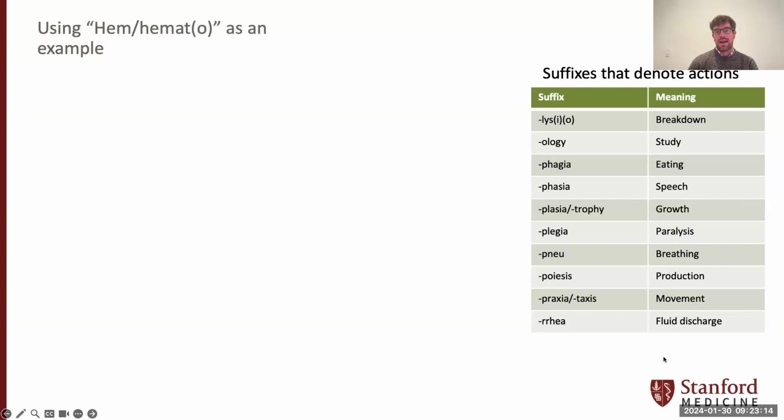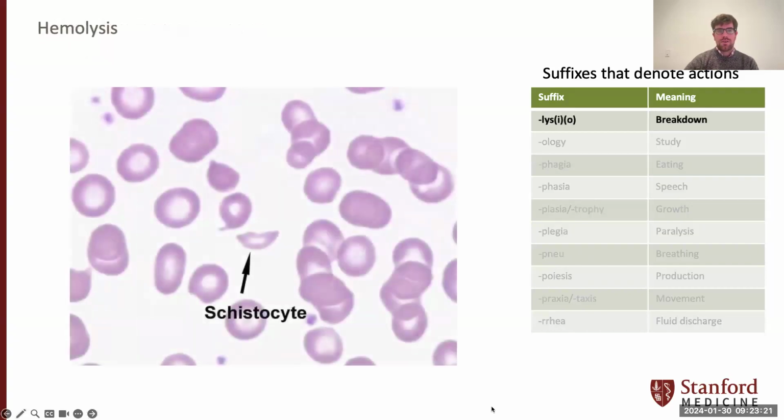Suffixes can also denote actions. We're going to use heme as an example here, which is a root that means blood. One example here is hemolysis. Lysis is breakdown, so hemolysis is breakdown of blood cells. One of the things we look for in hemolysis is something called schistocytes. Schistocytes are these helmet-shaped blood cells that show that these blood cells have been broken down. And depending on the context, this can be a sign of really severe inflammation or even a medical emergency, depending on the situation.